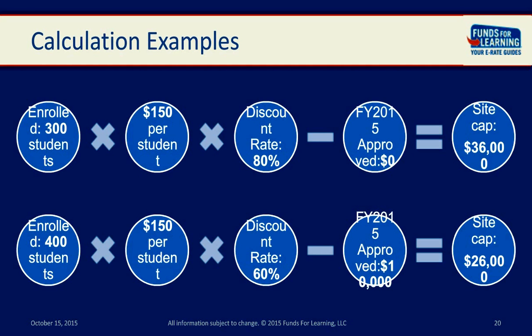Second example is a little bit different. We've got a little bit bigger site, 400 kids. In this case, we use the same $150 per student calculation factor. This is a 60% site, so we multiply it by 60%.